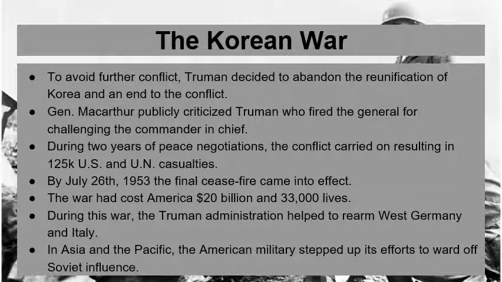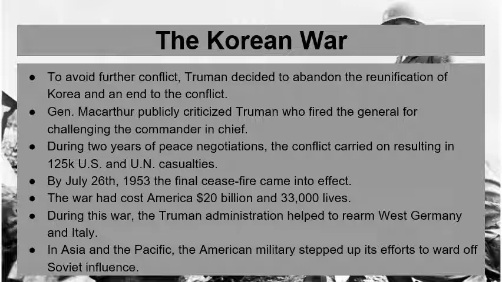To avoid further conflict, Truman decided to abandon the reunification of Korea and to bring an end to the conflict itself. So, back to the original agreement, he said, let's have a North Korea and a South Korea. Totally get rid of the whole idea of just one Korean government.